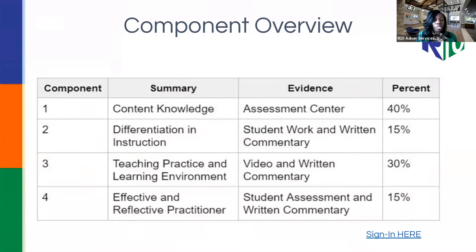Component three, teaching practice and learning environment, evidenced by video and written commentary. It is worth 30% of the overall ranking score for National Board Certification. And last but certainly not least, component four, effective and reflective practitioner, evidenced through student assessment and written commentary. It is worth 15% of the overall ranking for the scoring for National Board Certification.